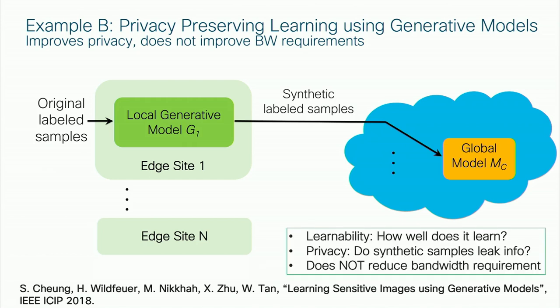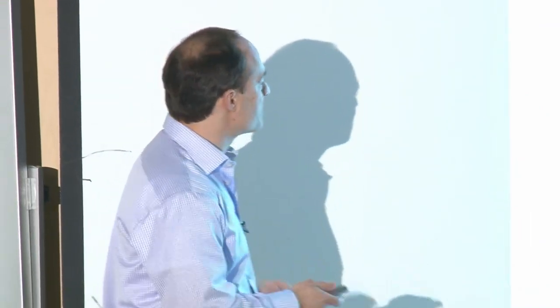Key questions here are learnability: how well does this actually learn? Also privacy: do these synthetic samples actually leak information about the original data, or do they actually preserve the privacy? Okay? And once again, this example shows improvement in privacy, but it does not reduce the bandwidth requirement. So in the next few slides, I'm going to show you a concrete example of this.